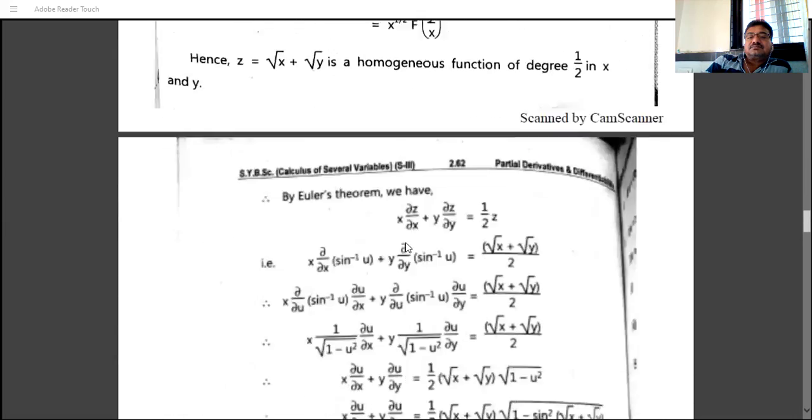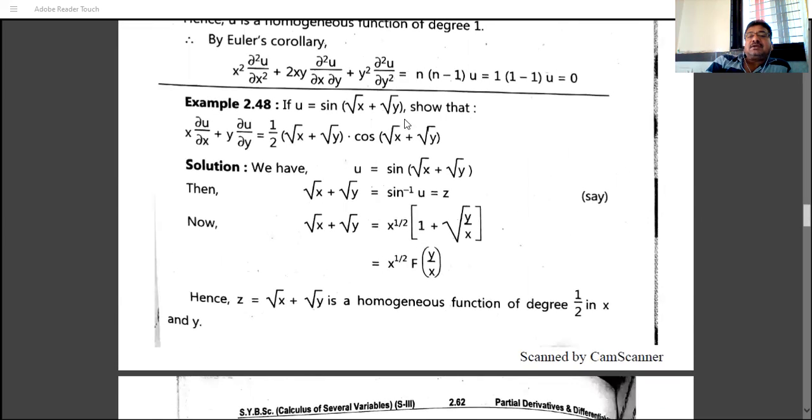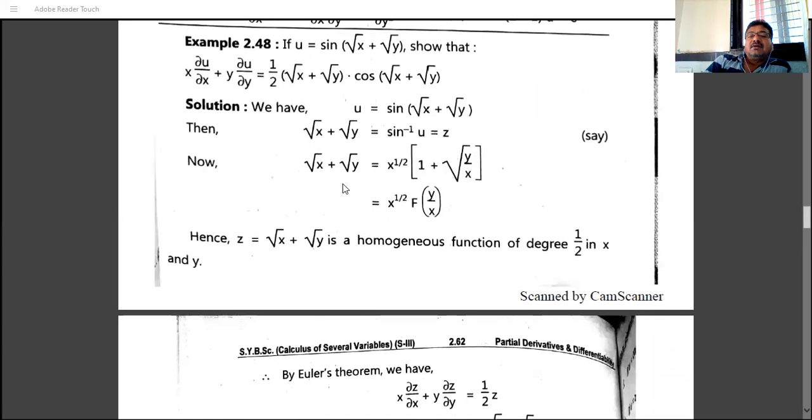So this is the next problem. u is sine inverse of root x plus root y. Show that this. Okay, so u is this. So root x plus root y is sine u. Suppose it is z. And then root x plus root y is a homogeneous function of degree half. Noting this calculation directly, if we replace x by tx and y by ty, then we have t raised to half as a common factor. So root x plus root y, that is z, that is sine u, or this root x plus root y is a homogeneous function of degree 1/2.